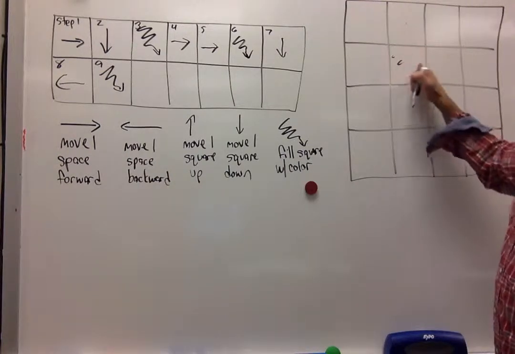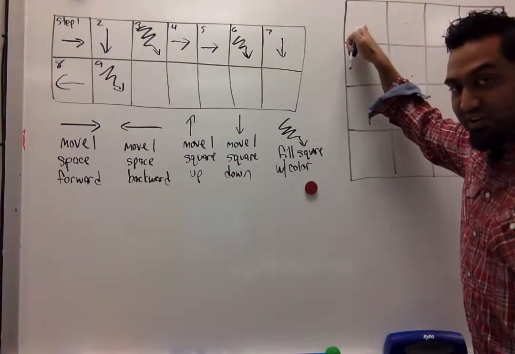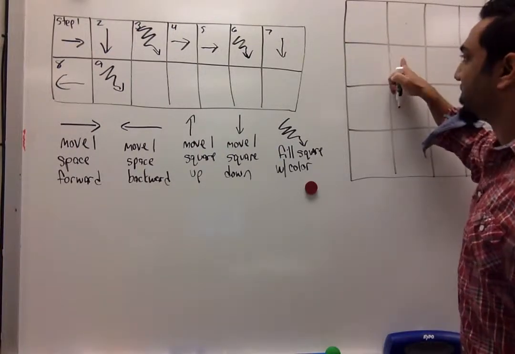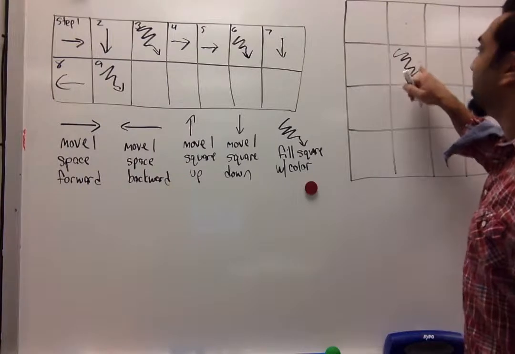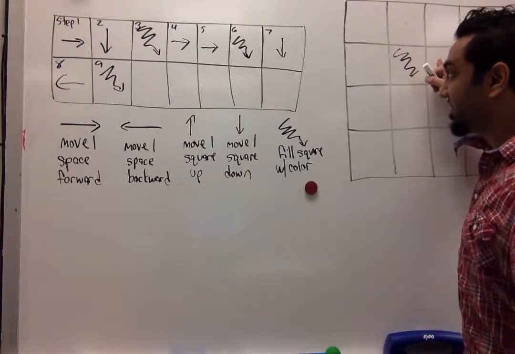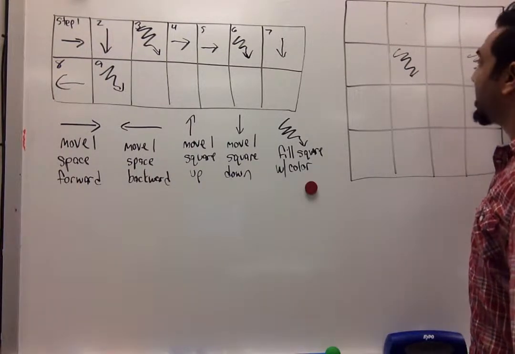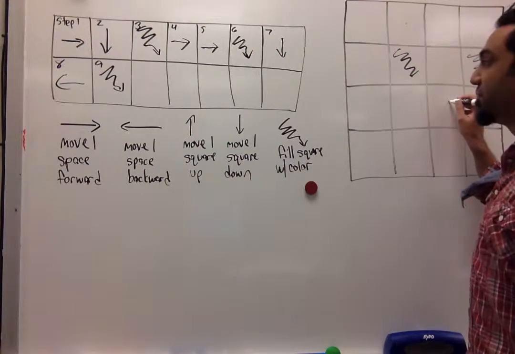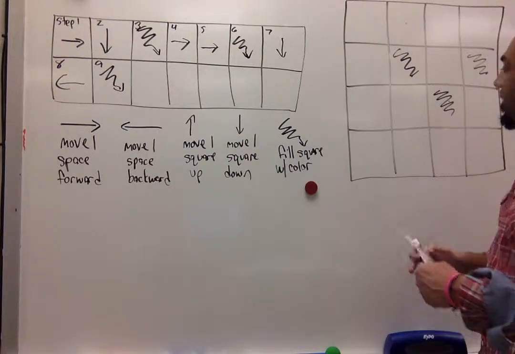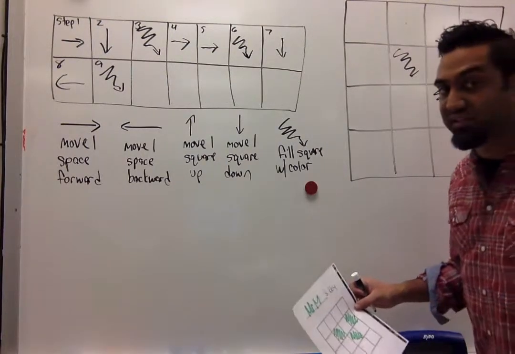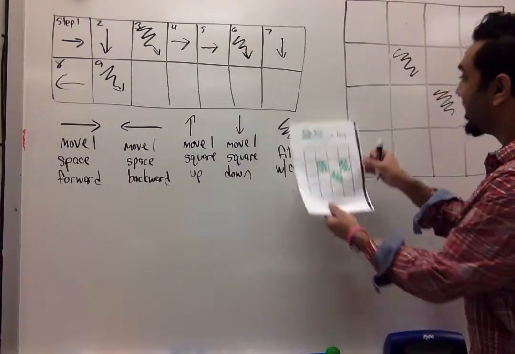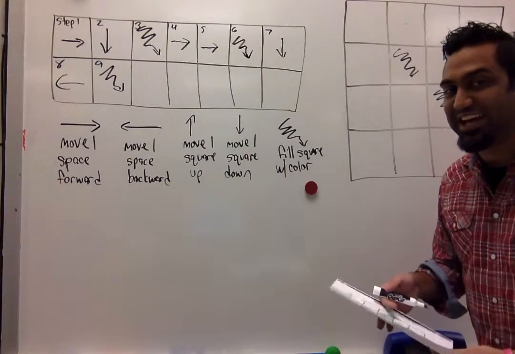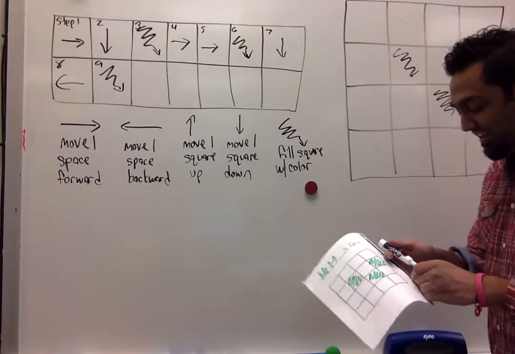Okay, let's start over. I start here, right? It says step 1, move one step to the right. Step 2, move one step down. Fill with color. Next step, move one step to the right, one step to the right, fill with color. Step 6 is fill with color. Now, move one step down, move one step left, fill with color. Okay, and now I'm going to recheck the key with whoever gave me this paper, and let's see. Oh, yeah, I did it. I did it. All right, and you did it.